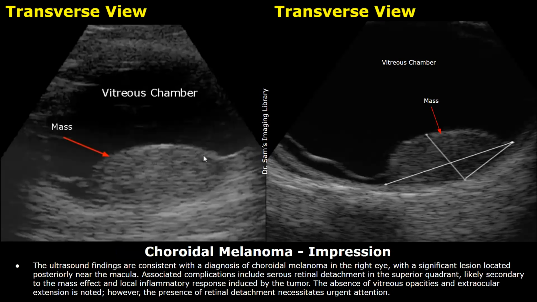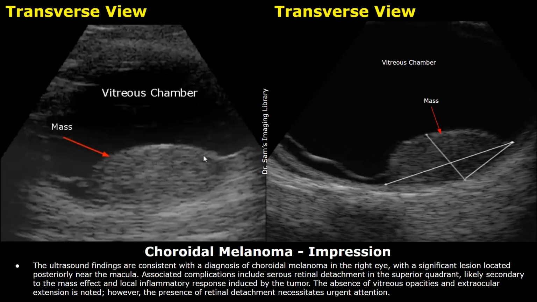This is the impression. The ultrasound findings are consistent with a diagnosis of choroidal melanoma in the right eye, with a significant lesion located posteriorly near the macula. Associated complications include serous retinal detachment in the superior quadrant, likely secondary to the mass effect, and local inflammatory response induced by the tumor. The absence of vitreous opacities and extraocular extension is noted.